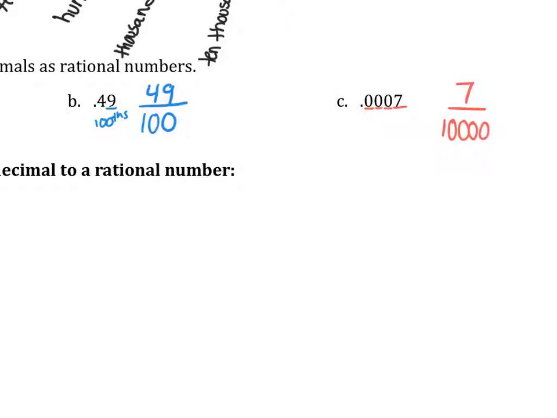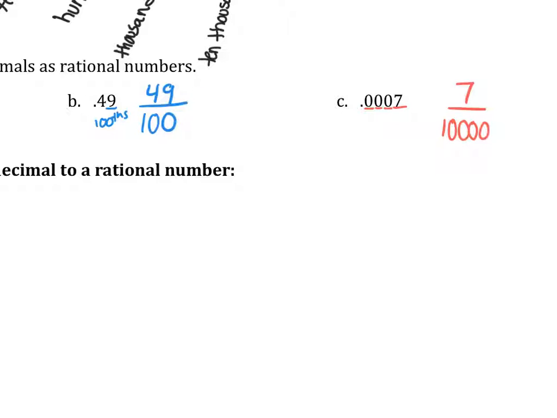This would be one of the examples where your calculator wouldn't convert that to a fraction because that's too small for the calculator to want to deal with. So this is why you do have to understand the place values. However, you can check it. If you do 7 divided by 10,000 in your calculator, it should give you 0.0007.